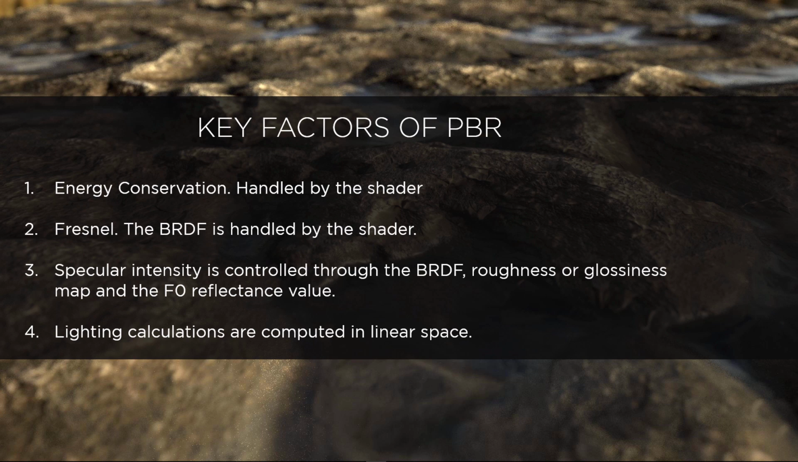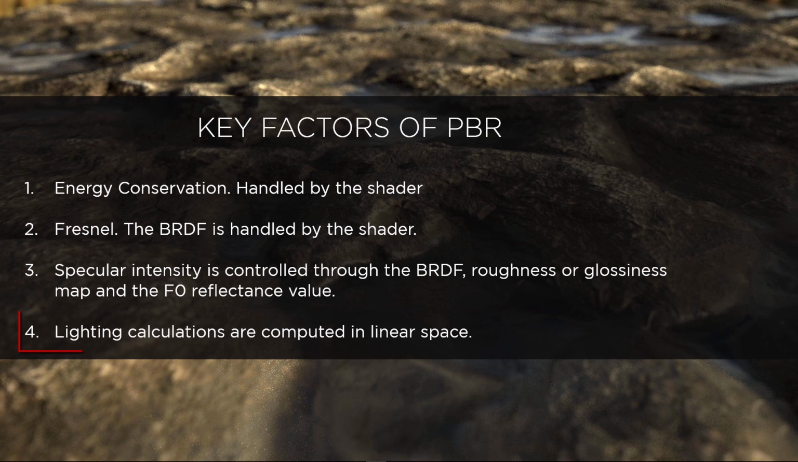So this brings us to the end of this video. We've covered a lot of information as a basic overview. Here, I'd like to recap the key factors of PBR. Energy conservation. This states that a reflected ray is never brighter than the value it had when it first hit the surface. The F0 reflectance value has minimal change for most common dielectrics and falls within a range of 2 to 5%. The F0 for metals is a high value ranging from 70 to 100% specular. Specular intensity is controlled through the BRDF, roughness or glossiness map, and the F0 reflectance value.